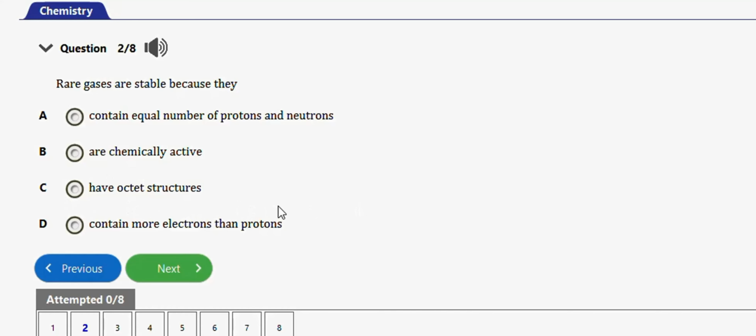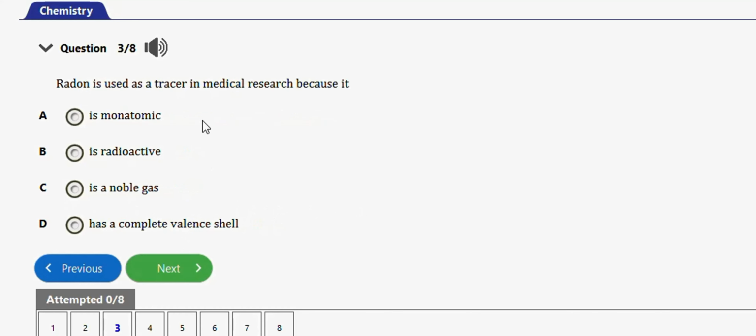Alright, so the next question is this one. It says radon is used as a tracer in medical research because it is monatomic, is radioactive, is a noble gas, has complete valence shells. So the right option is option B, is radioactive. Very important, guys, take note of this question.